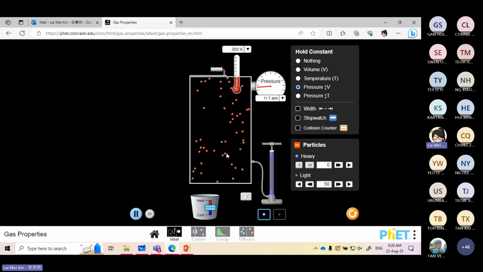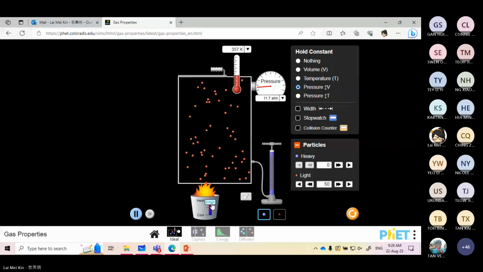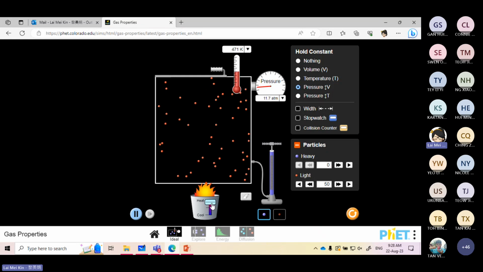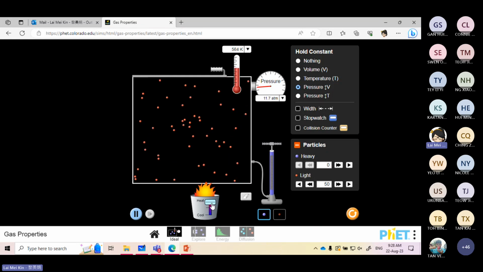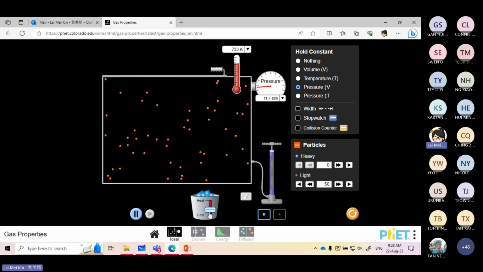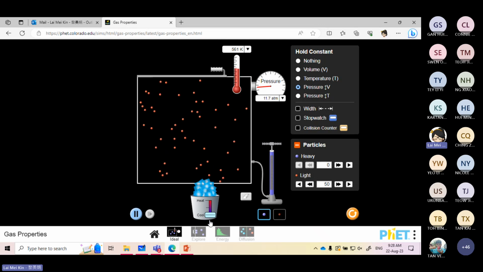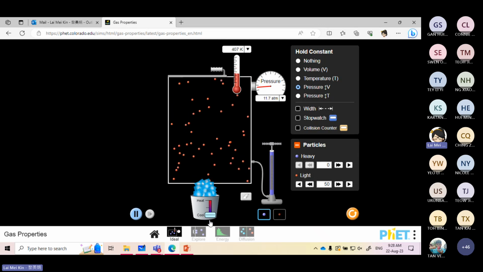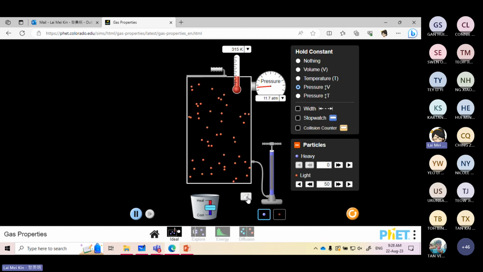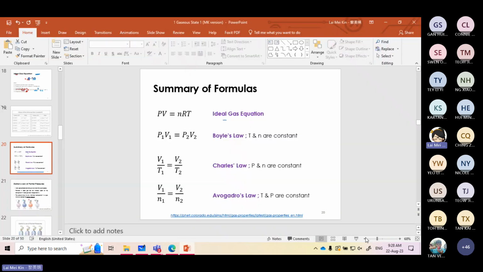Now very quickly, I have the same number of moles of molecules. I didn't add in new molecules, and I didn't allow the molecules to escape. If I heat the container, you see it getting bigger. When temperature increases, volume increases. And when I put in ice, temperature decreases, volume decreases. So just a very simple simulation.